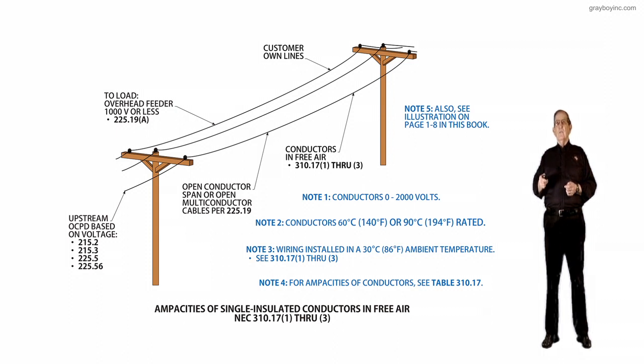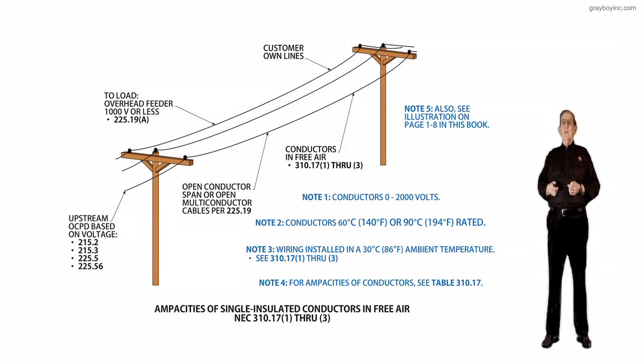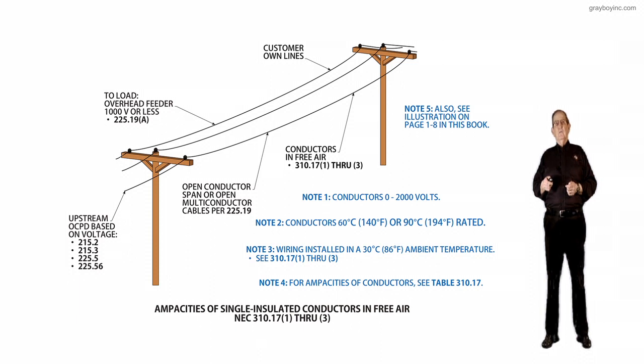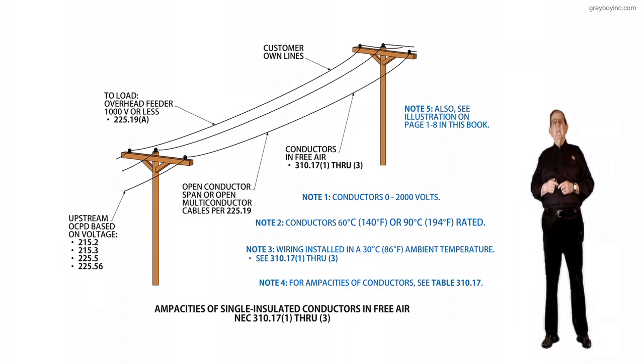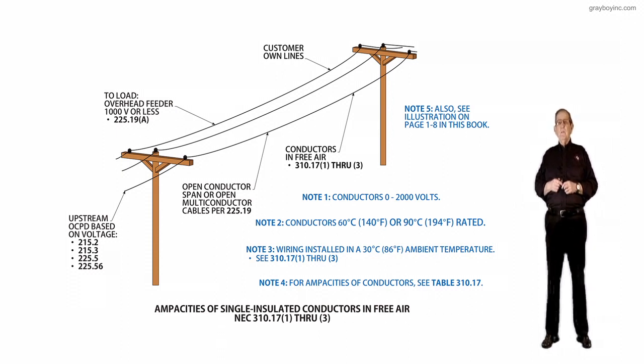You notice they're customer owned up here at the very top of the illustration. And when we look at overhead feeders, 1,000 volts or less, 225.19(A), that arrow drawn to the conductors, they're outside, and we get that. And if you wanted to review the definition of free air, just go to Article 100, and it's defined there.